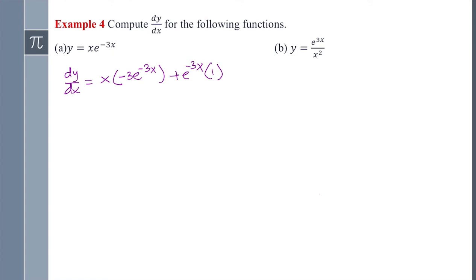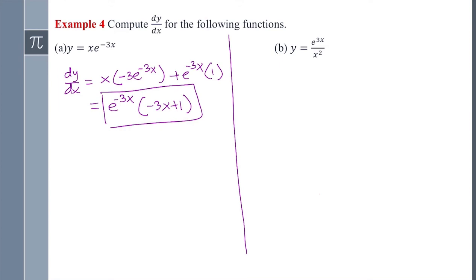Now that equals, so here we can factor out e to the negative 3x. If we do that, we get negative 3x plus 1 as the other factor, and we can just leave it right here.